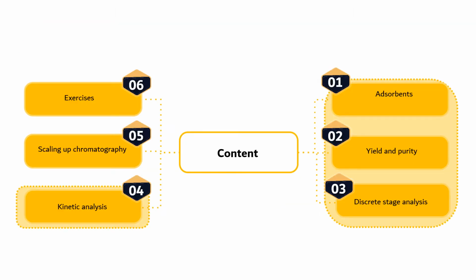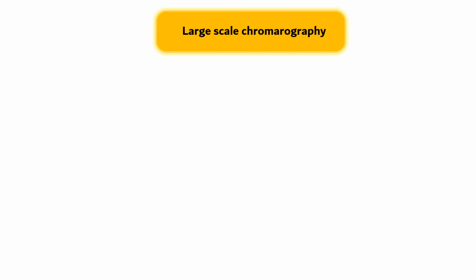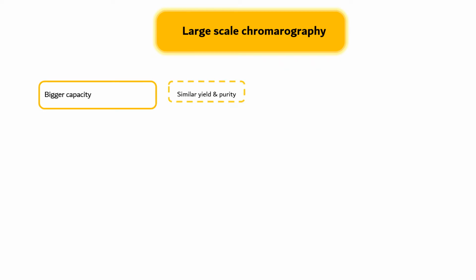Previously, we have discussed bioabsorbance, yield and purity, discrete stage analysis, and kinetic analysis. In this segment, we will discuss scaling up chromatography. At the larger scale, we want a bigger capacity, but with the same yield and purity. A bigger capacity means a larger throughput.